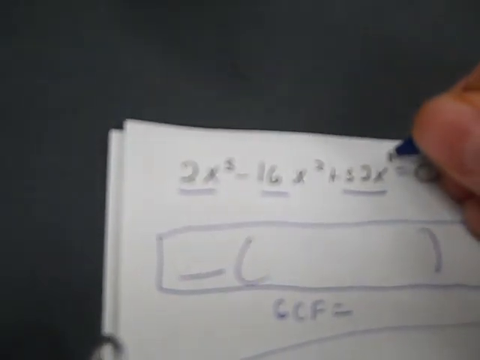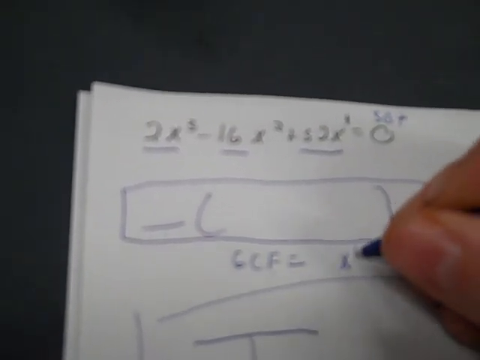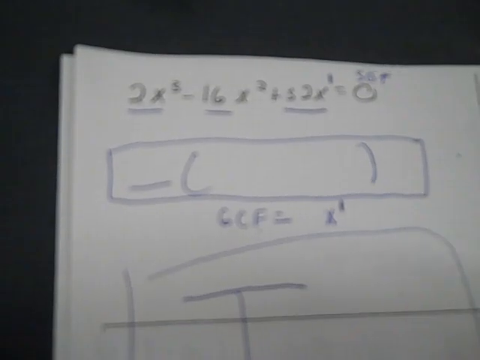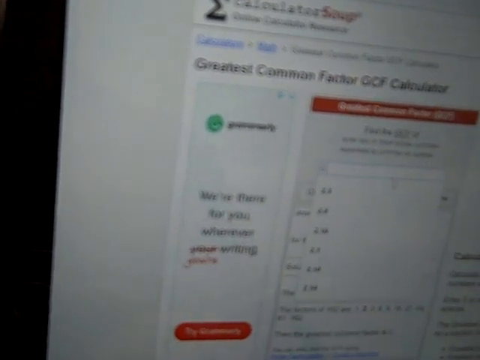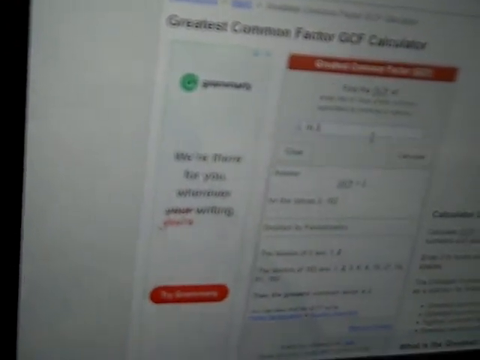So GCF, is our first number negative? Nope, 2 is positive. Is x on all 3 terms? Well, we have x to the third, we have x second, we have x to the first. So yes, it is on all 3 terms. So I need to take x to the lowest power, okay? And then 2, 16, and 32. Hit calculate, and I got 2. So 2x to the first is coming out.